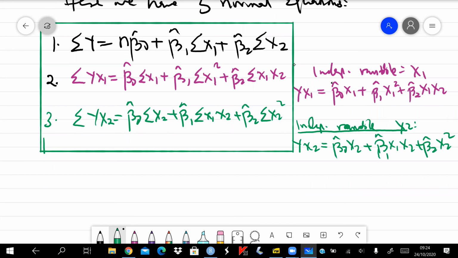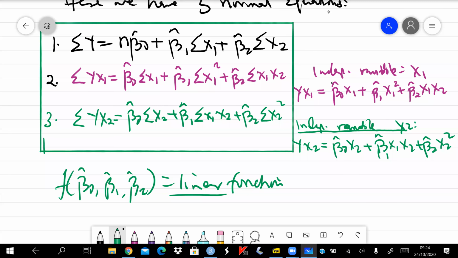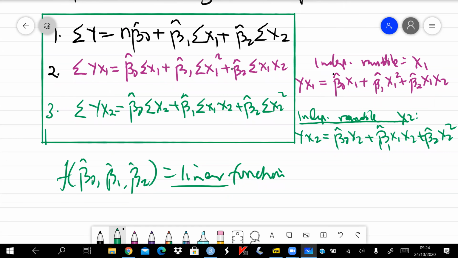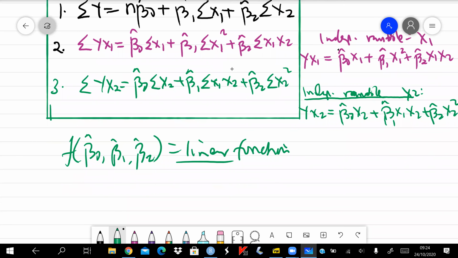So that means that if they're linear functions, you can solve them the way you solve simultaneous equations. Here we have three simultaneous equations which can be solved using any method. You can use the elimination method, the substitution method, or the matrix method, either Cramer's rule or the matrix inverse method.